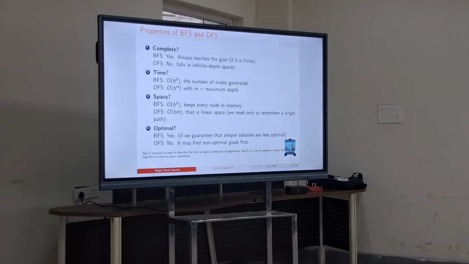Space. But if you see here, depth first search is linear space. We need only to remember a single path. That's why depth first search is easier. It is more difficult to explore everything.